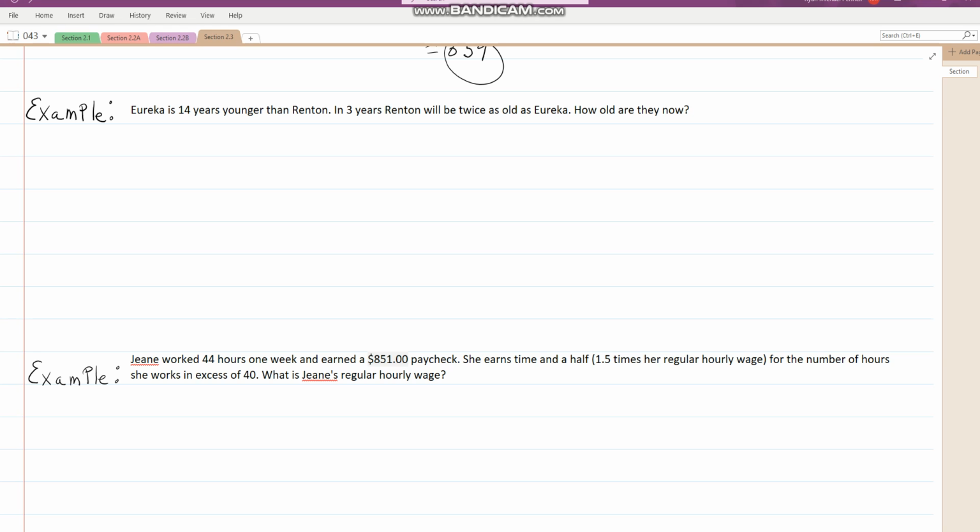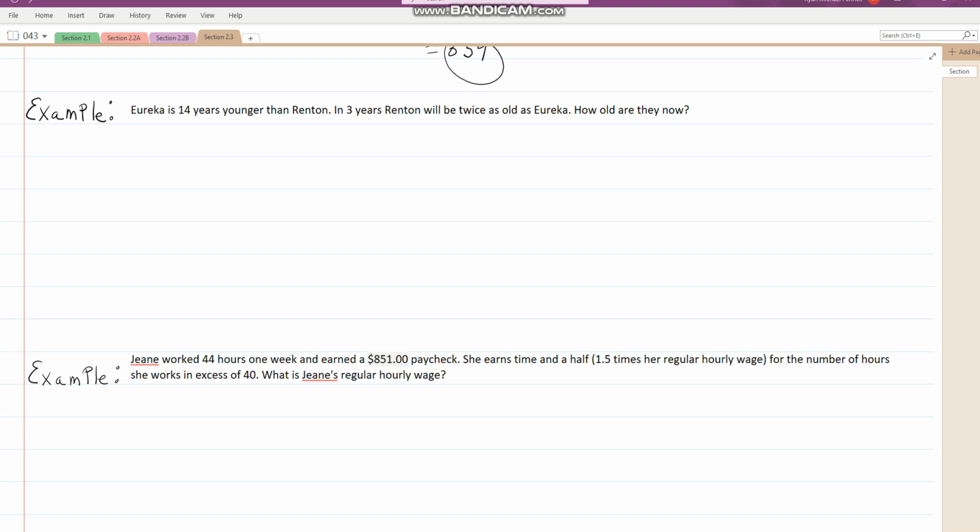Okay, in this video I want to continue talking about word problems with two equations and two unknowns. In the first example of this video, we have Eureka is 14 years younger than Renton. In 3 years, Renton will be twice as old as Eureka. How old are they now?